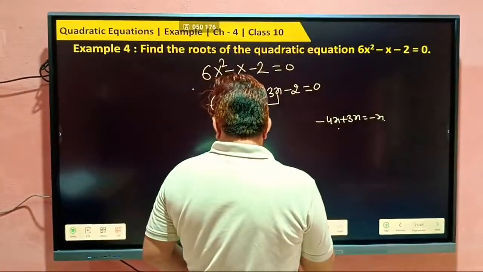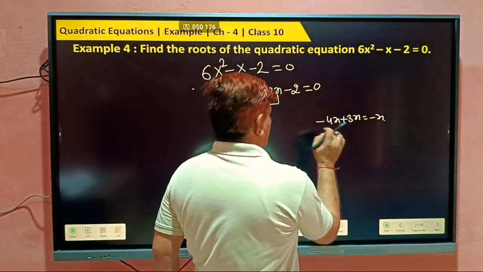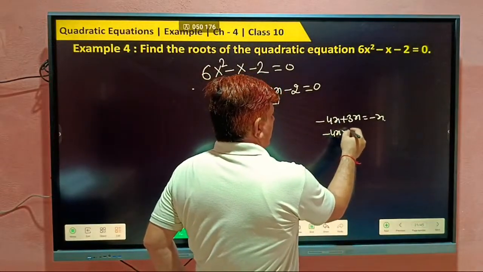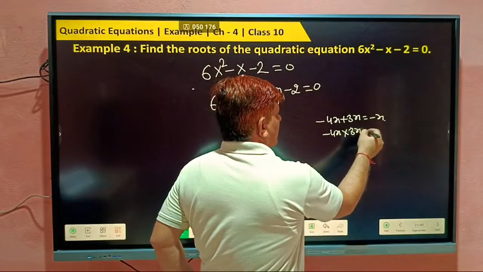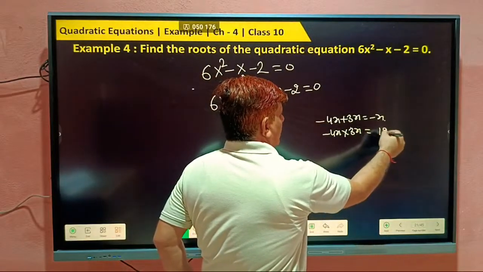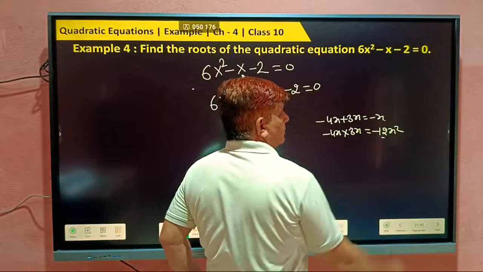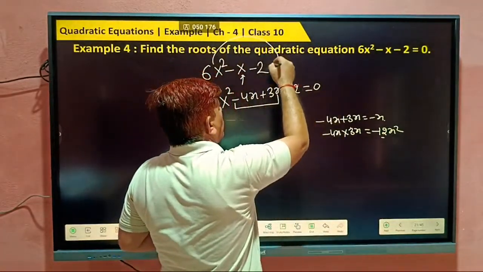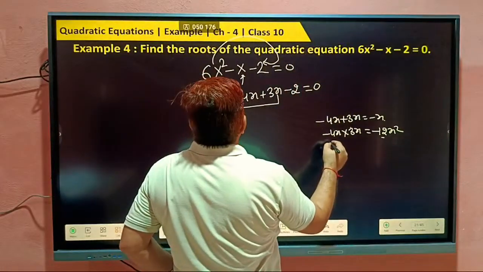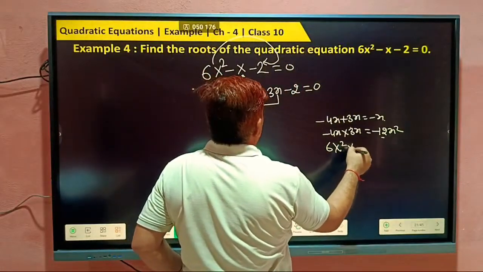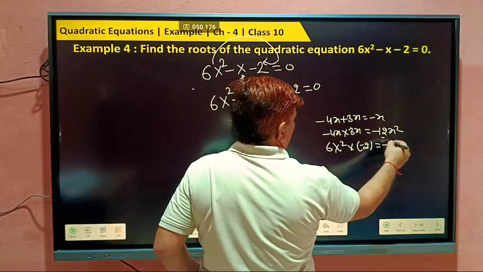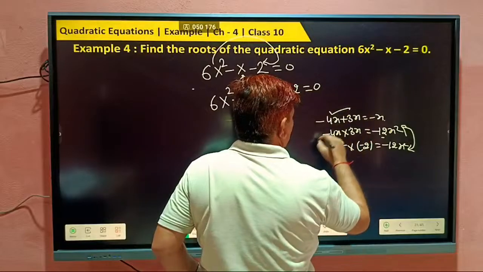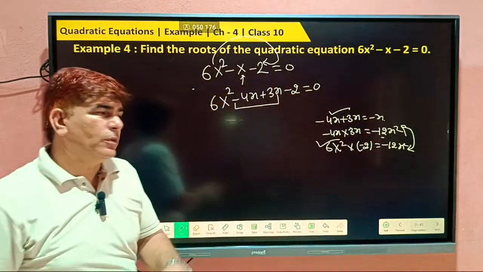Now we can check step number 2. What is this? Minus 4x into 3x. 4 times 3 is 12, minus x. So what's their multiplication, this and this? 6x square into minus 2 is minus 12x square. It means we are right. Step number 1, step number 2, it means we are right.